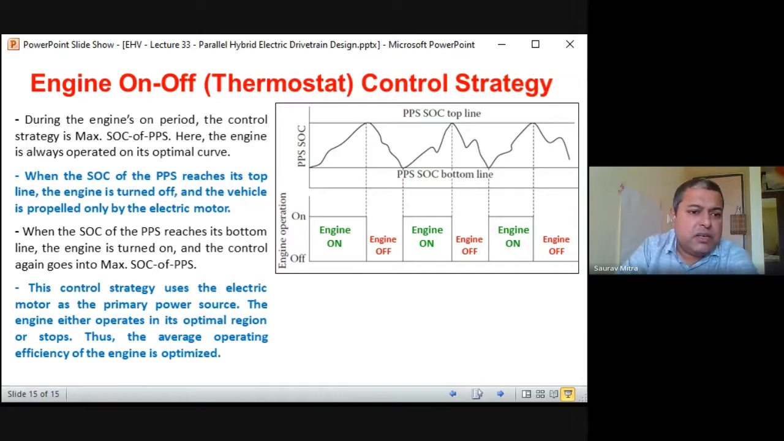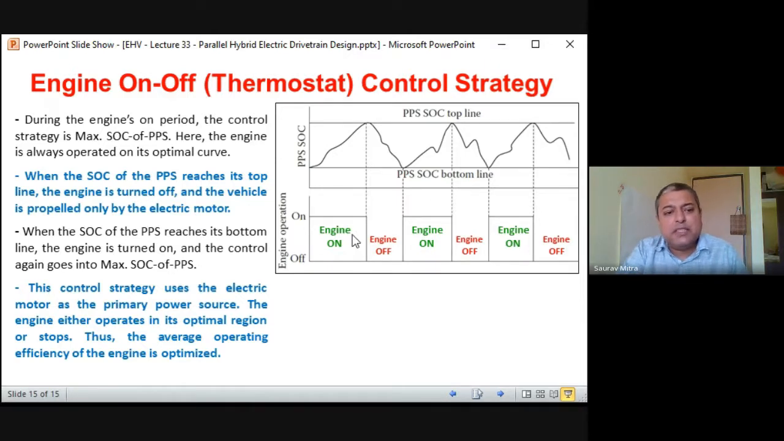So when the SOC of the PPS reaches its top line, the engine is turned off by the thermostat action. The engine is turned off and the vehicle is propelled only by the electric motor, which is supplied by the PPS. When the SOC of the PPS reaches the bottom line, in this case the engine is turned on again by the thermostat and the control again goes into max SOC of PPS. That means the engine again has the job to charge the SOC to its peak.